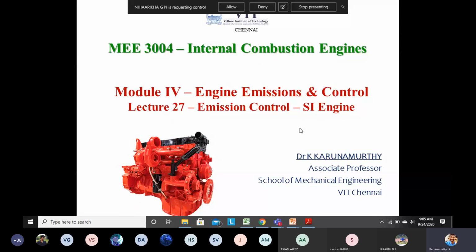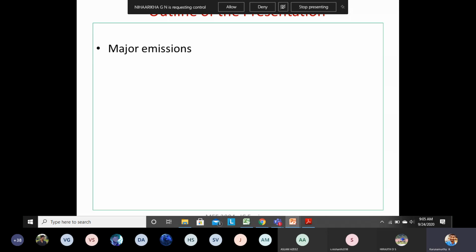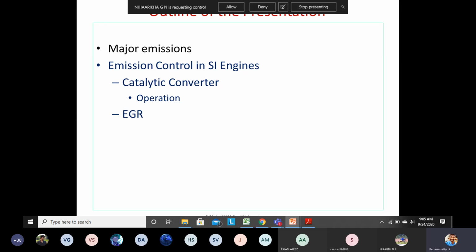So today's lecture is like this. Let us start with the major emissions and how to control emissions from SI engines. The various methods to control emissions from SI engines are, there are basically two different methods available.